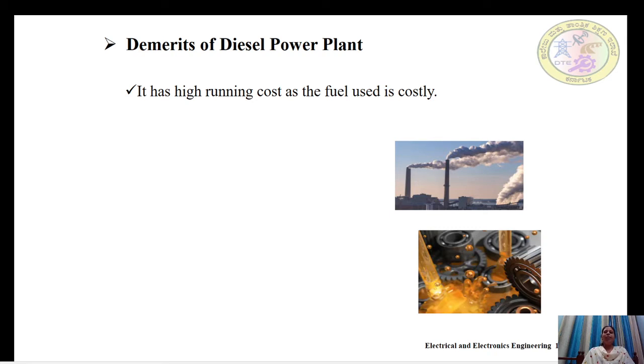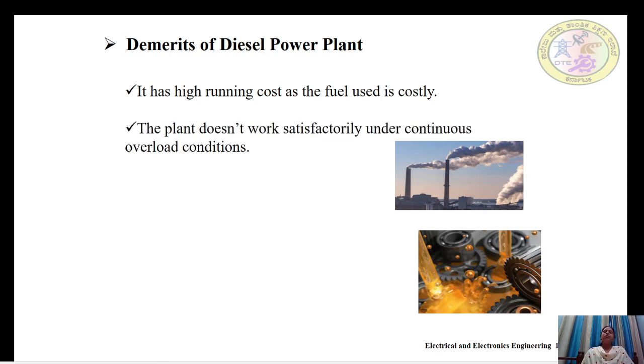So therefore these diesel power plants will be used only in emergency conditions and for peak load requirements. Again, in industries and for emergency conditions when there is power failure, we are going to use these diesel power plants.